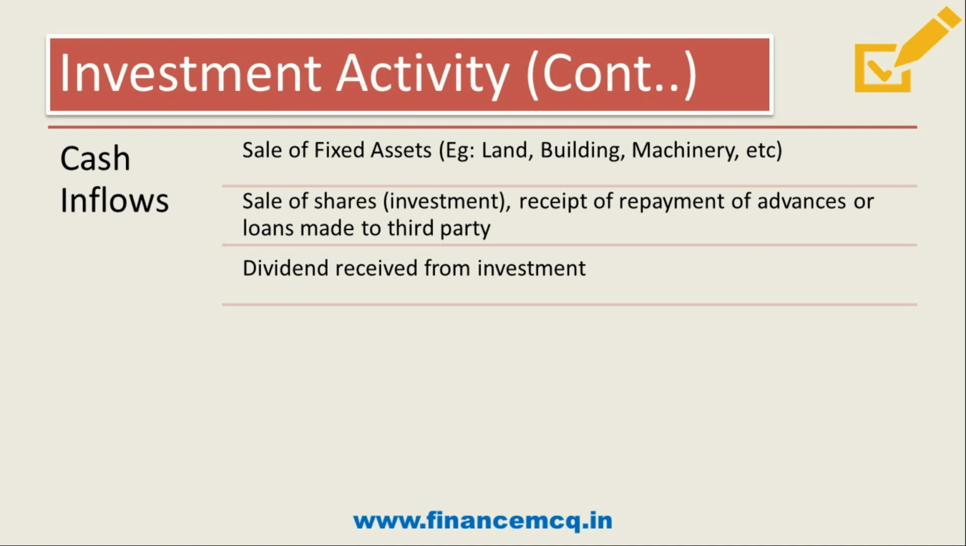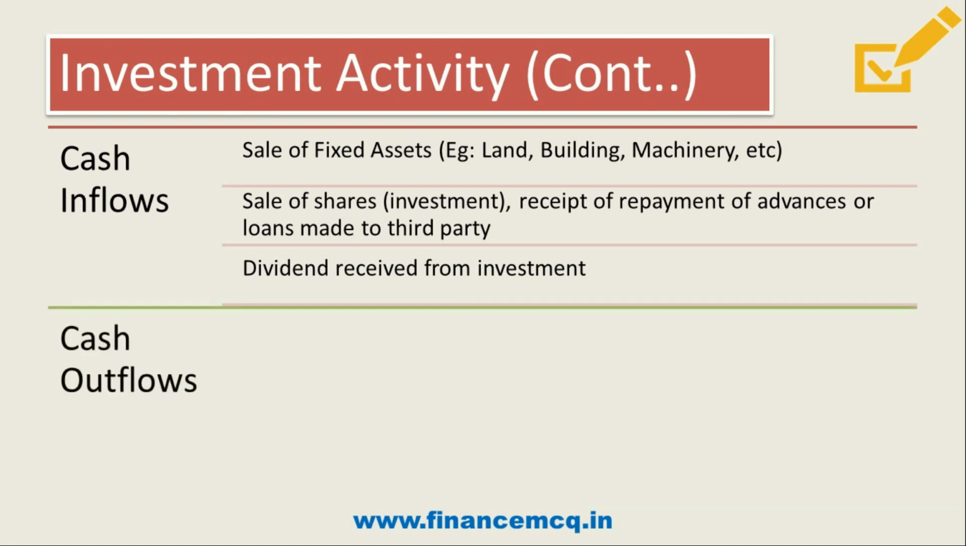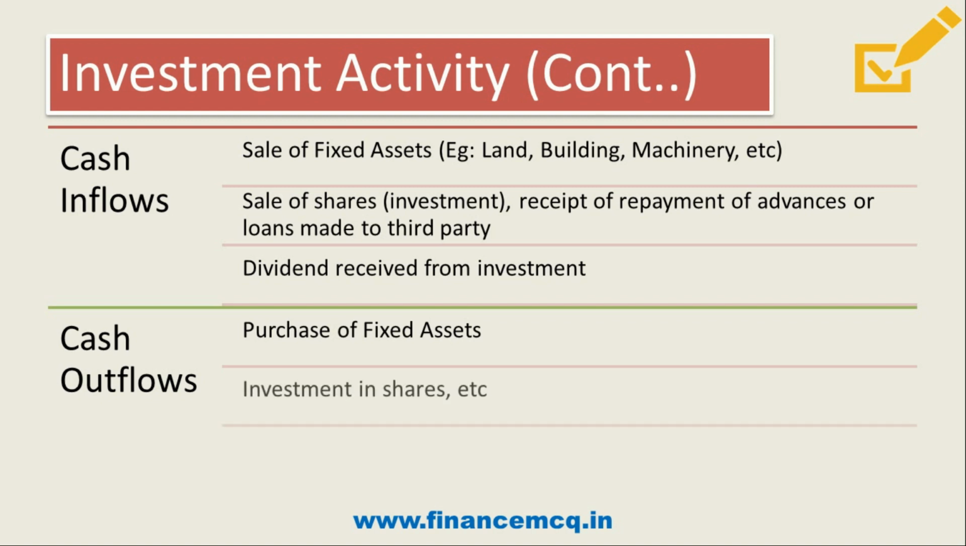Now let's talk about cash outflow. So friends, in cash outflow, first will be purchase of fixed assets. Whatever purchases of fixed assets you make will ultimately result in cash outflow, and your purchase of fixed assets will be shown under your cash outflow. Then investment in shares: if you are making any investment in shares, it results in a cash outflow and it will form part of your investment activity.